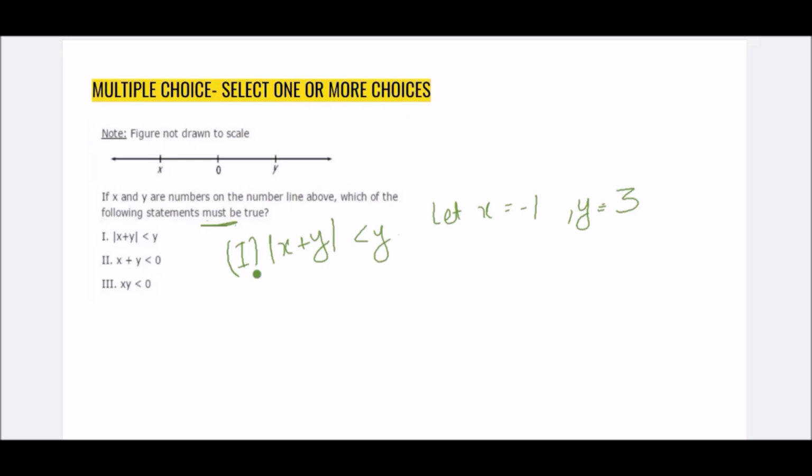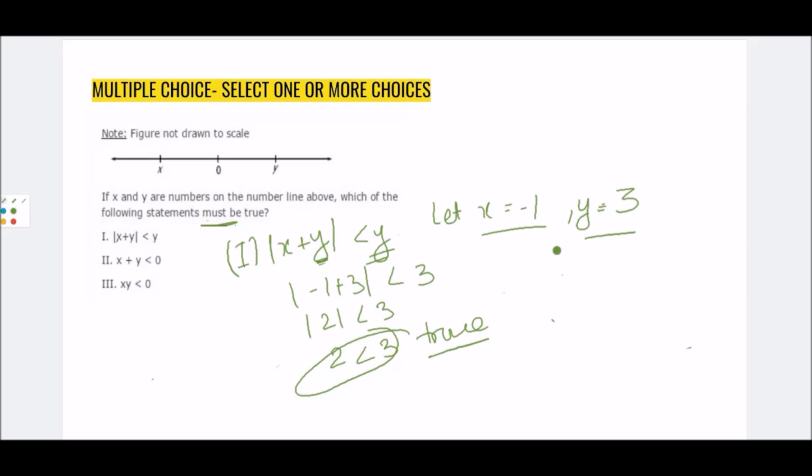Now substitute here. Minus 1 plus 3 is less than 3. 3 minus 1 will become 2. After the modulus, the value becomes positive and 2 is less than 3. It's true. Is it valid for all cases? Let's find out. Consider one more condition.